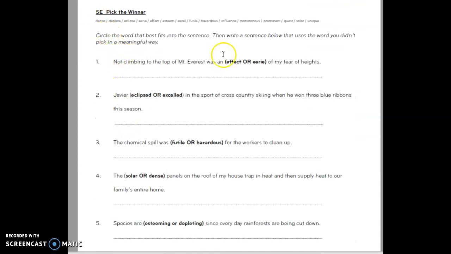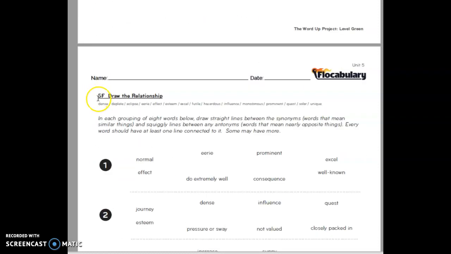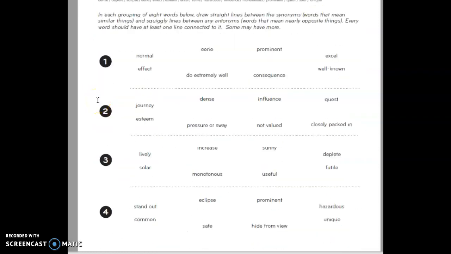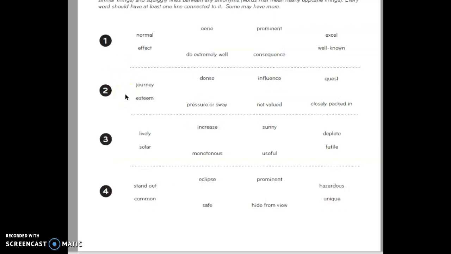For 5E, you circle the word that finishes the sentence, and then you use the opposite word in your own sentence and write it on the line. So for example, not climbing to the top of Mount Everest was an effect of my fear of heights. So I would circle effect, and I would write eerie, use eerie in a sentence right here. 5F, each word in here, vocab word, has a match. It has a match of a synonym or an antonym. Draw a line to your match.